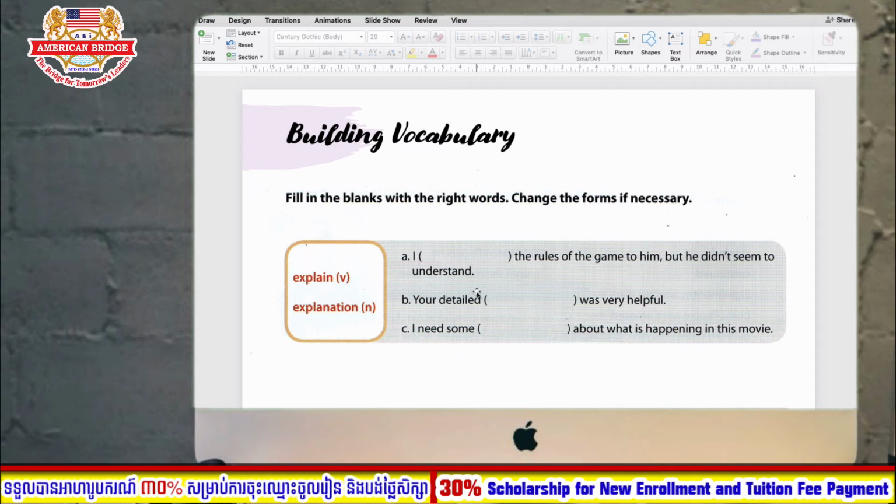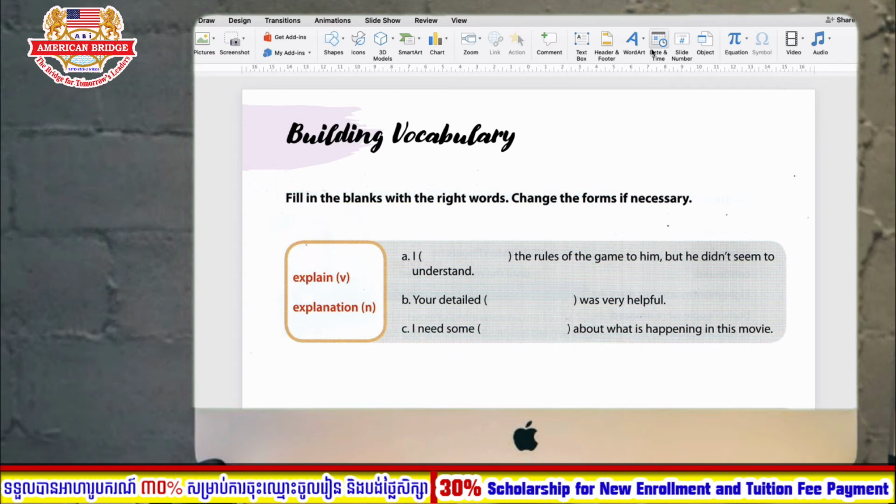So you need to understand the structure of the sentence. If you look at this space, what type of speech can you put? Okay, let me do the first one for you. I is a subject, and after the subject we need to use a verb, right? So clearly the verb is the word explain. So here the answer is explain.